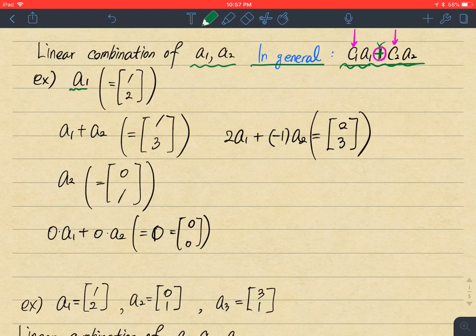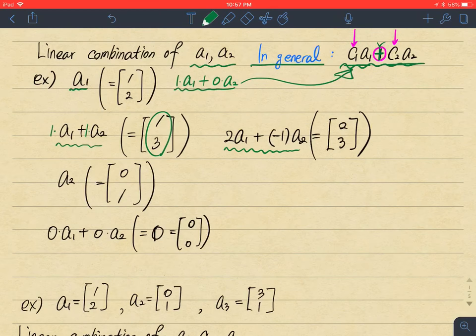So a1, is this a linear combination of a1 and a2? Yes, it is, because this one is 0. This one is 1 times a1 plus 0 times a2. This is definitely a linear combination of a1 and a2. It just looks like this, right? What about this? a1 plus a2, which is 1, 3. Of course it is. 1 times a1, 1 times a2.